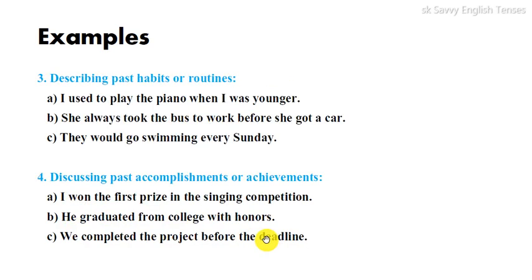Okay, number third is describing past habits or routines. For example, I used to play the piano when I was younger. She always took the bus to work before she got a car. They would go swimming every Sunday. Okay, number fourth is discussing past accomplishments or achievements. For example, I won the prize in the singing competition. He graduated from college with honors. We completed the project before the deadline.